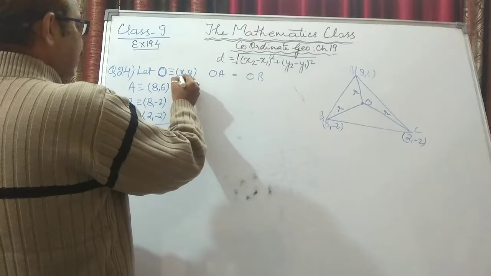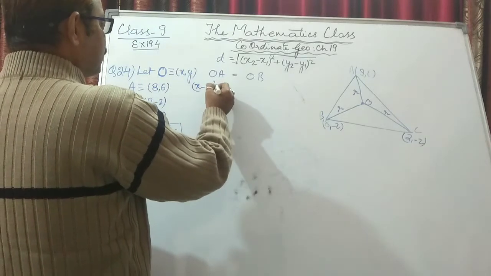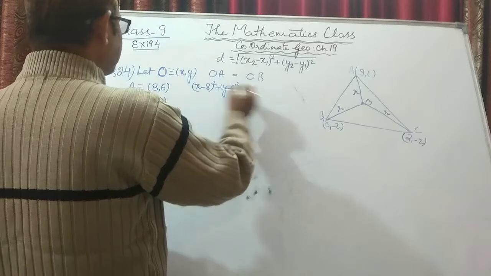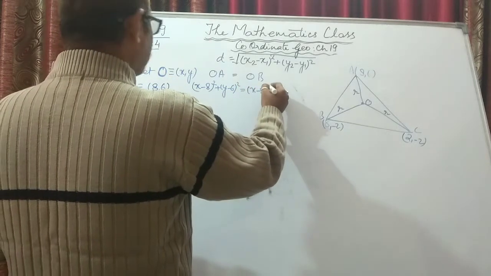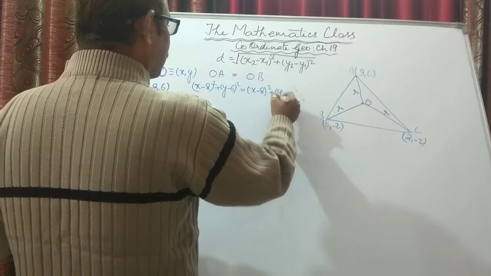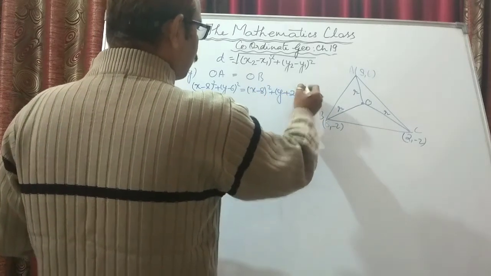So OA: x minus 8 whole square plus y minus 6 whole square is equal to OB. That will be x minus 8 whole square plus y minus of minus 2, that is y plus 2, whole square.